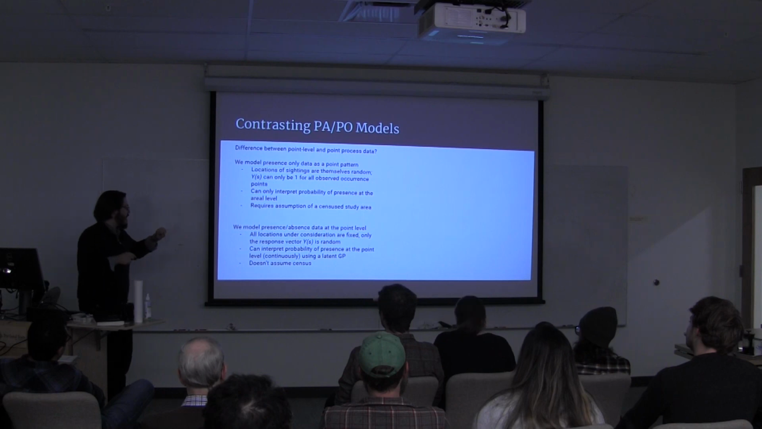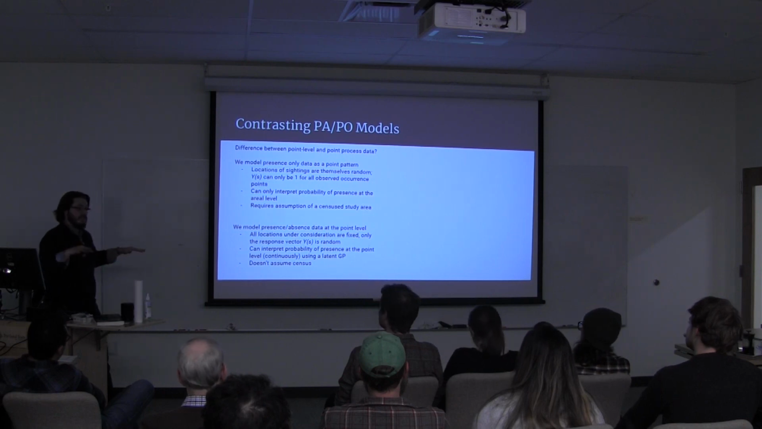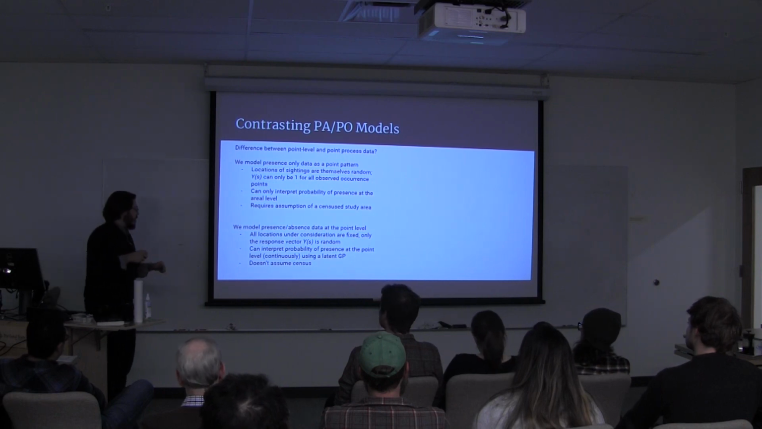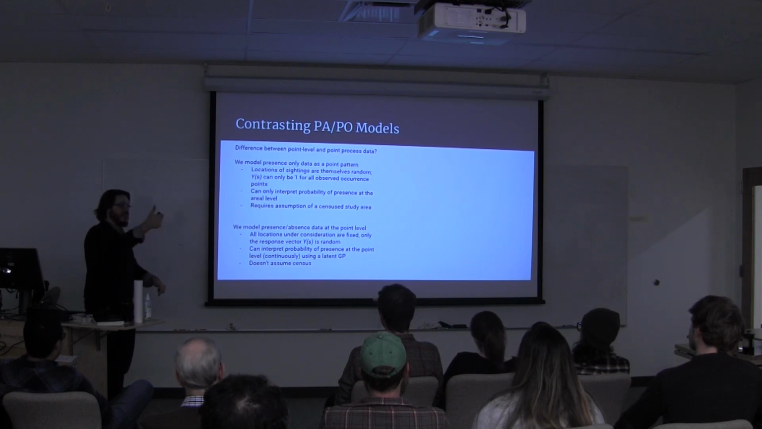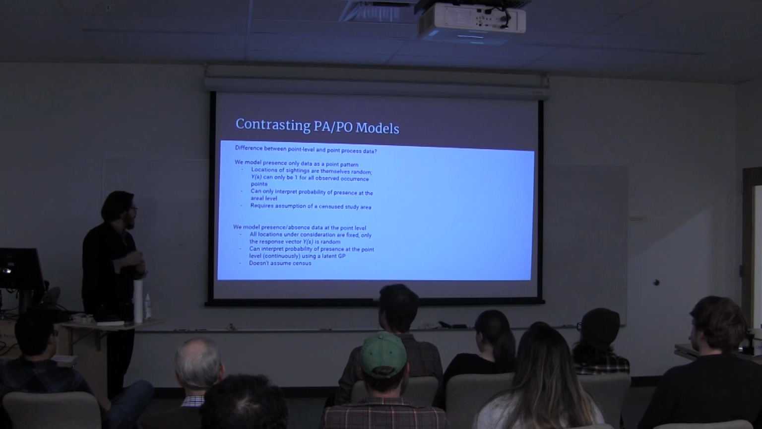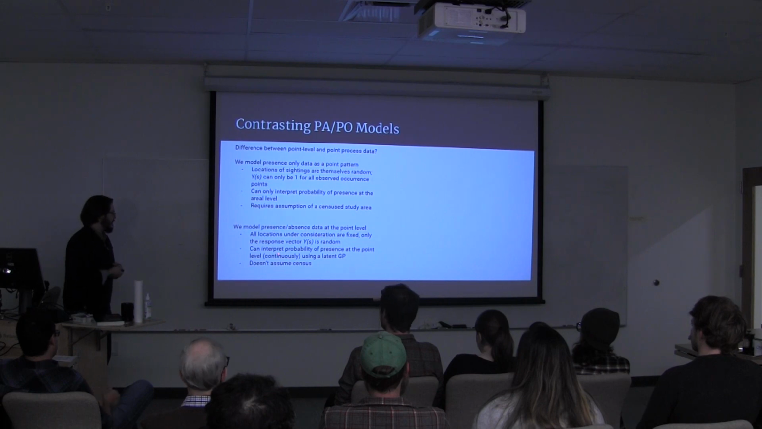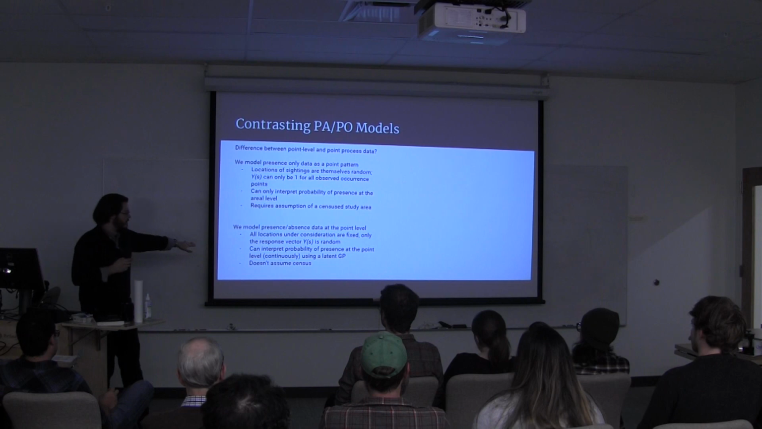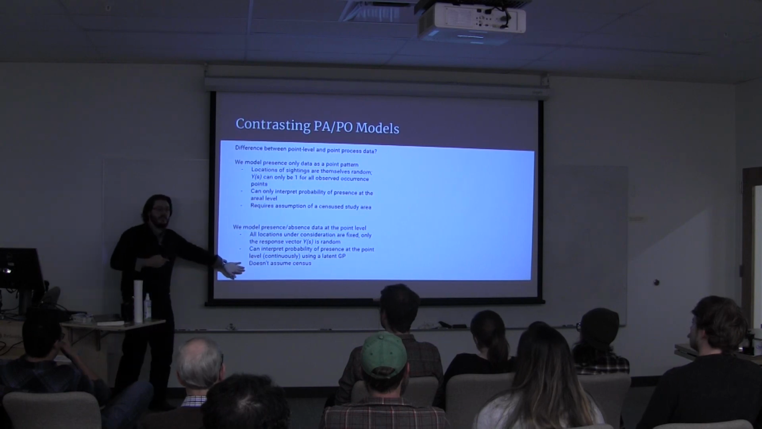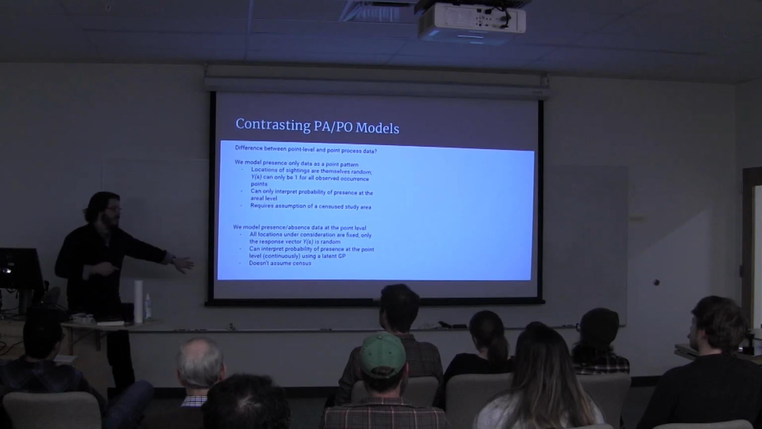And then with presence-absence, all of the locations in D are considered, all the locations are fixed, and the response is the random thing. So you're going to pick the spots, and then you're going to measure either a 1 or 0. So that response is the random thing. The locations are fixed. And we can interpret probability of presence at every single point continuously, and it doesn't assume a census. It's impossible to census this, right? Because you would need to census every single point along that continuous domain.